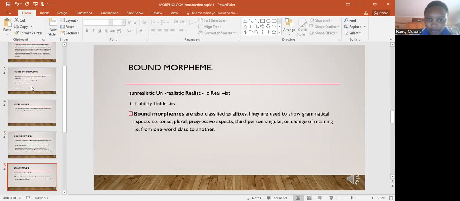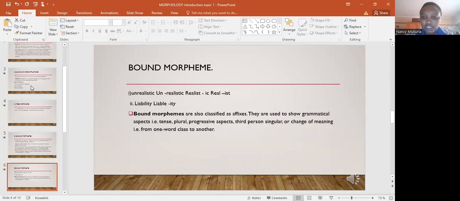Those are examples. For example, unrealistic. The un is the bound morpheme, realistic is the free morpheme. So we come up with the word unrealistic. Liability. From the word liable, we can add ity, which is a bound morpheme, to the word liable, which is a free morpheme, to form the word liability.